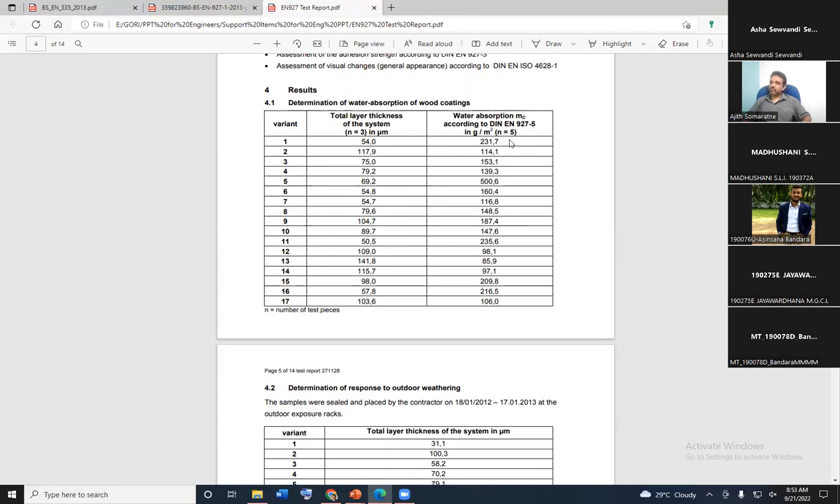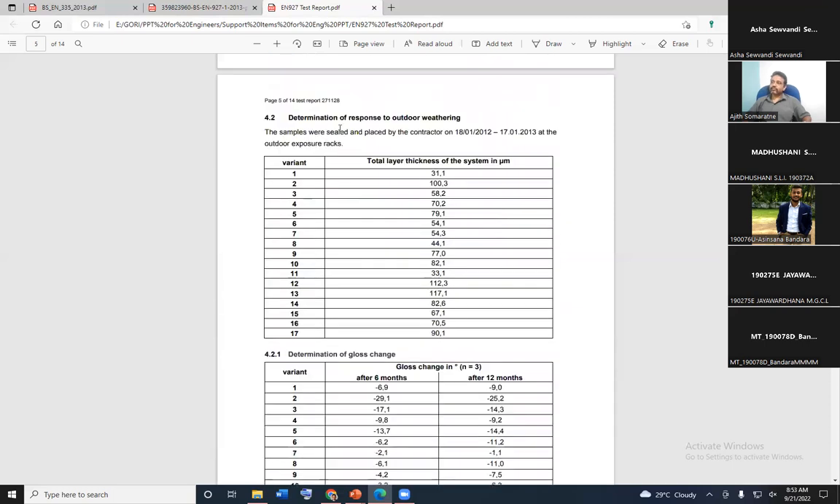So water absorption also, you can see it varies. Some are very less, like 98 or something like that. Some are very high, 216. So over 175 means it comes under semi-stable category. If it is more than 250, then it is under non-stable category. If it is below 175, then we can categorize it as a coating in stable category, right?